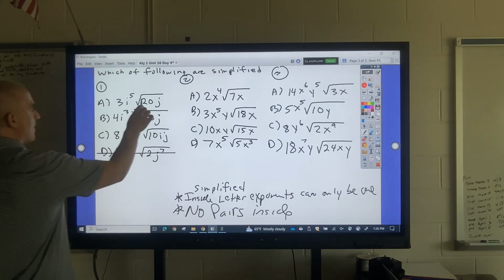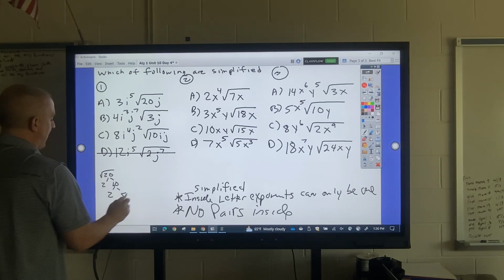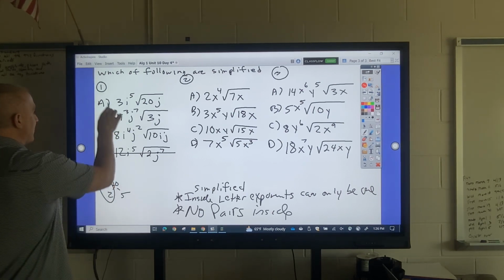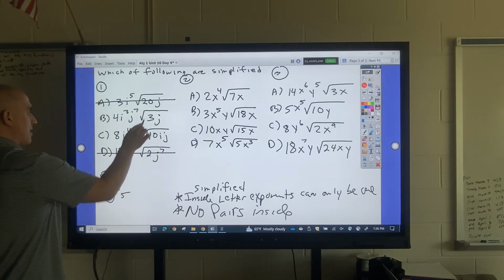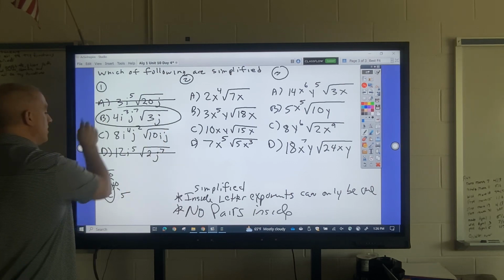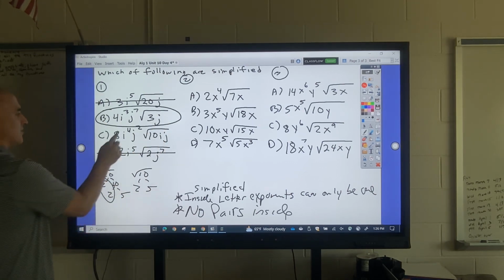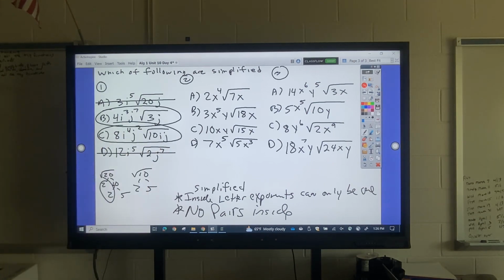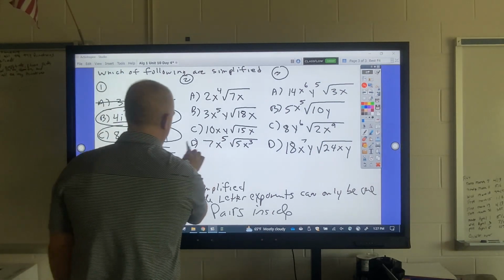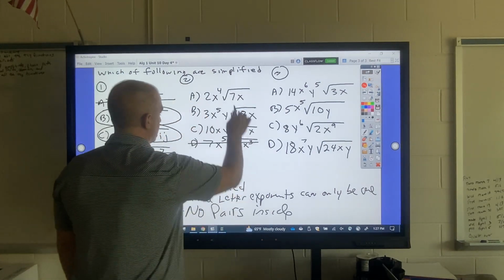Now, if I break down these to double check them, 20 would be 2 and 10, 2 and 5. There's a pair, so that can't be 1. Okay, 3 is prime, so we got these two things. That's good. 10, that'd be 2 and 5, but there's no pairs there. So that's also good. So those are your answers. If you look, this one's also no good because that's got a 3. Okay, all the other ones are fine.